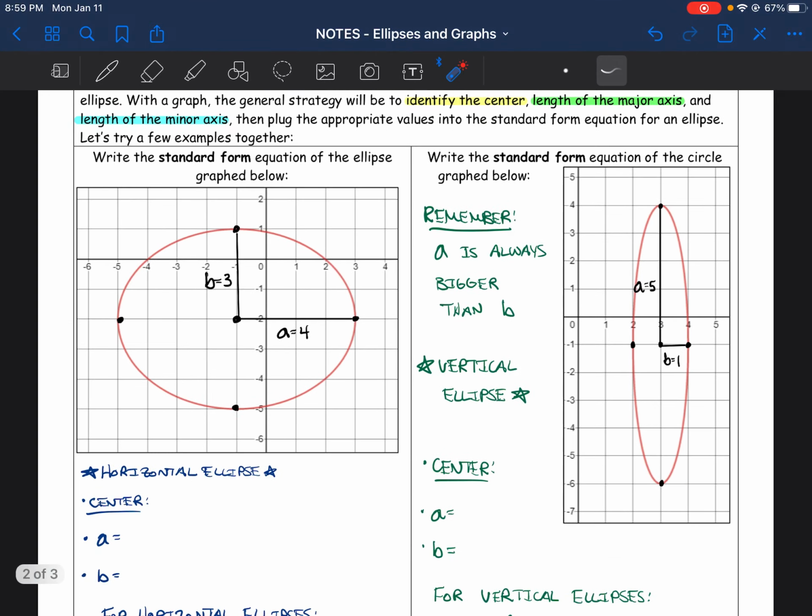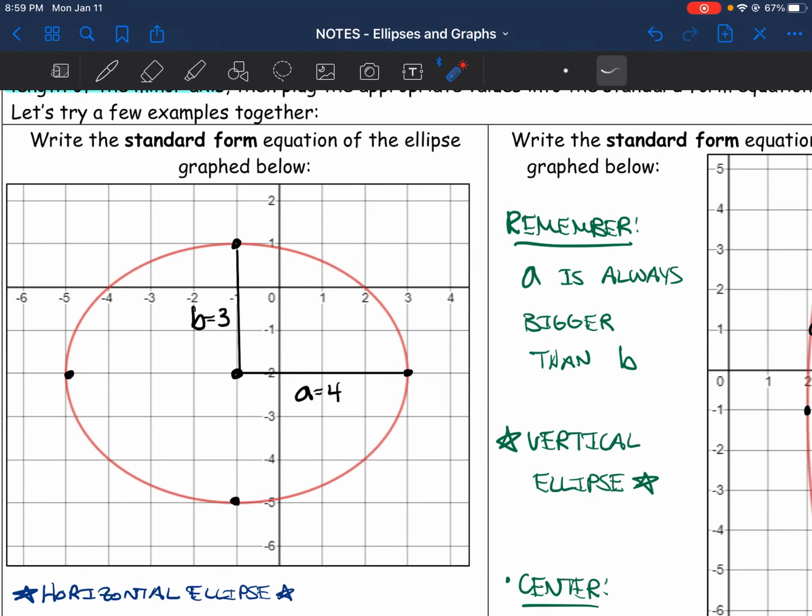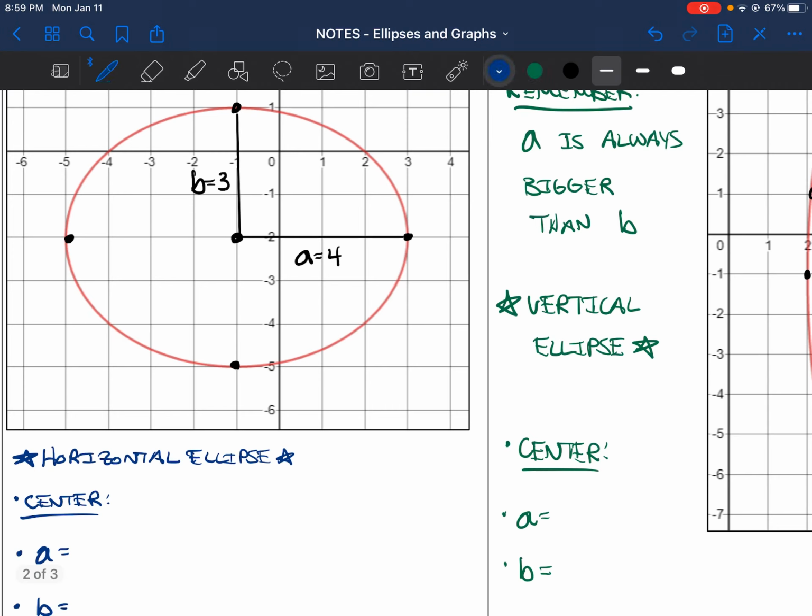So here in our first example, we want to write the standard form equation of the ellipse graph below. Again, let's find the center first. So center is pretty easy to find. You actually have a number of ways that you can find it. This one is easy enough to just look at it and know that the center is at -1, -2. So let's go ahead and put the center at -1, -2.